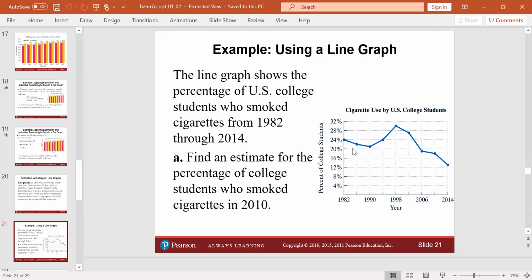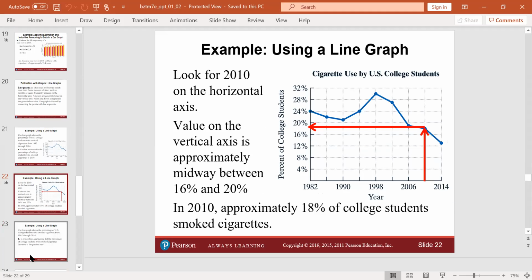So that's all the line graph does, it just puts a bunch of points on here and then draws a line connecting each of those points. Find an estimate for the percentage of college students who smoked in 2010. Use the line graph. 2010 would be in between 2006 and 2014. So 2010 is probably this one. Go up to it. Oh, it's about 18%, if you can read across. So in 2010, about 18% of college students were smoking cigarettes. I bet that's even less today, like way less than that. That even seems kind of high. I just don't see a lot of cigarette smoking at all anymore.